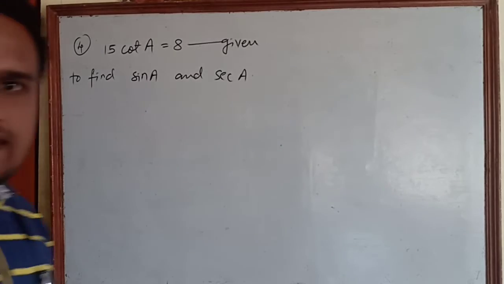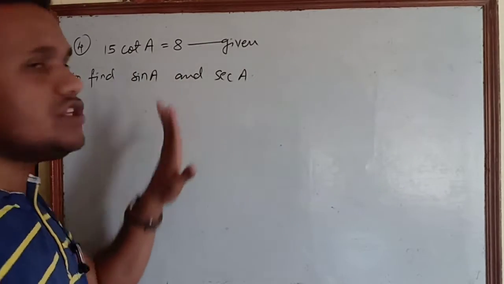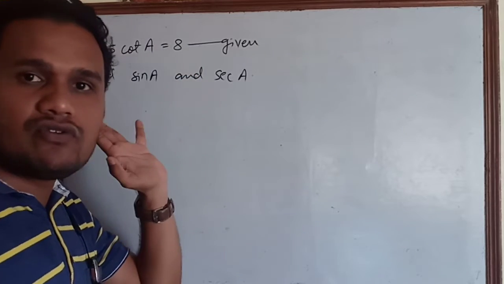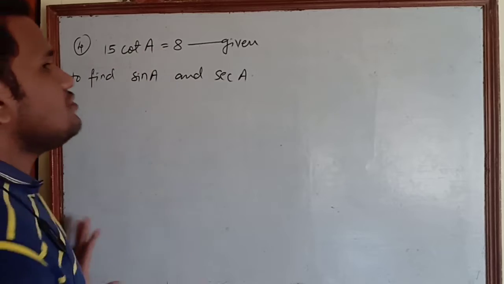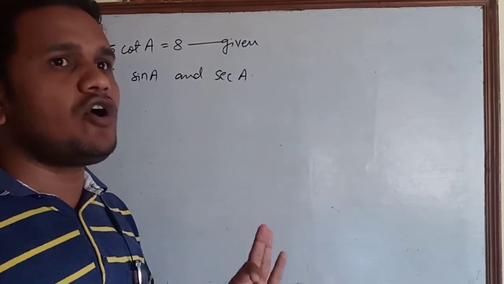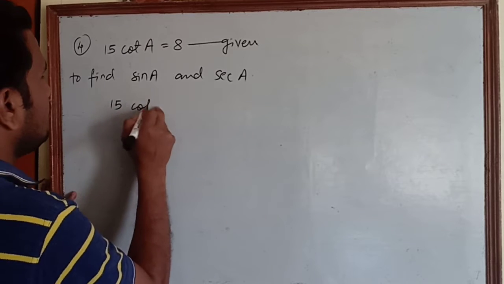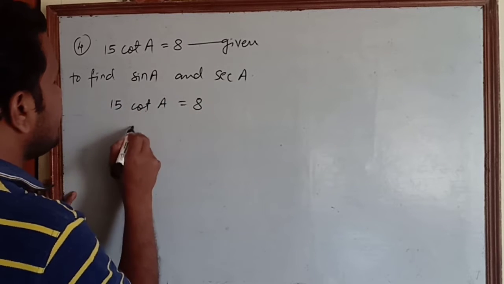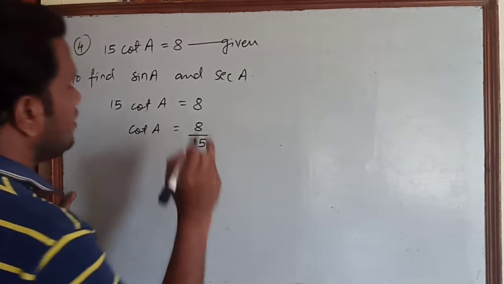Okay. This is question number 4. Now here in this question, I have written both the things, the given and what we have to find. Now see, 15 cot A is equal to 8. It means cot A is equal to 8 by 15.